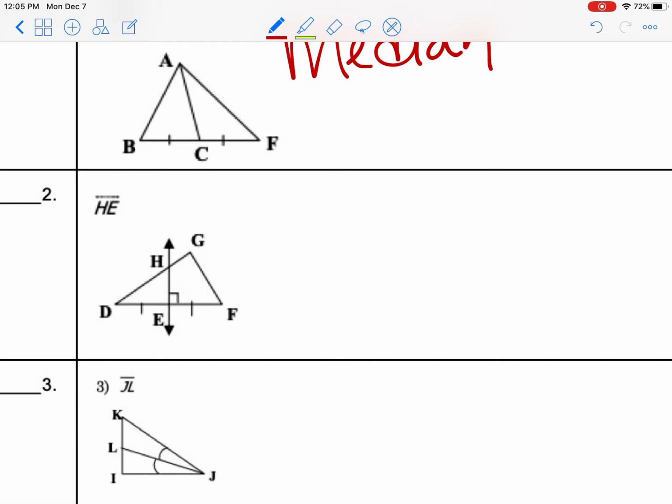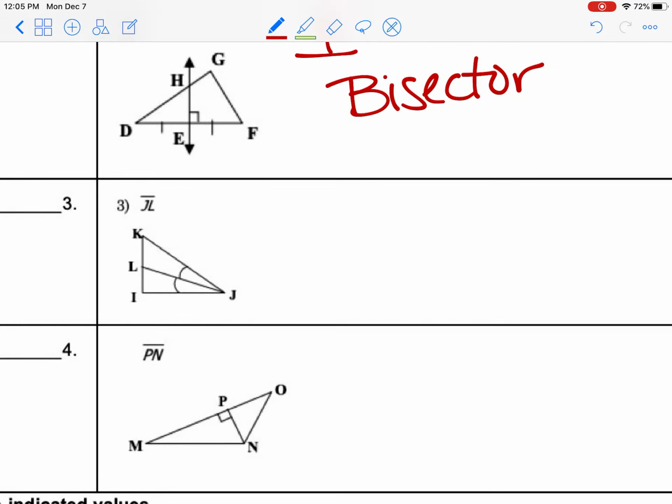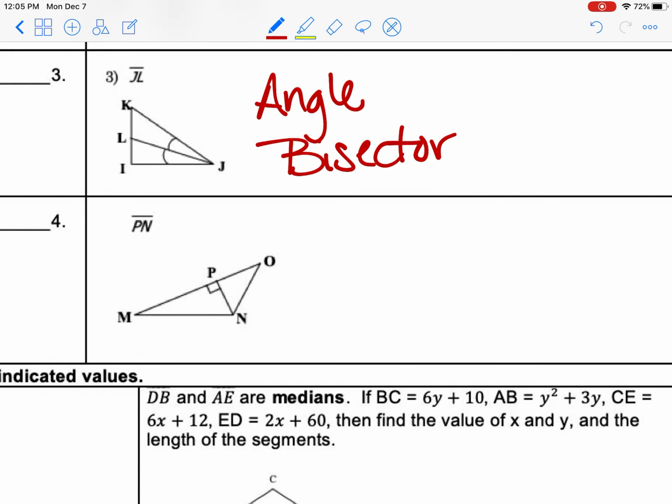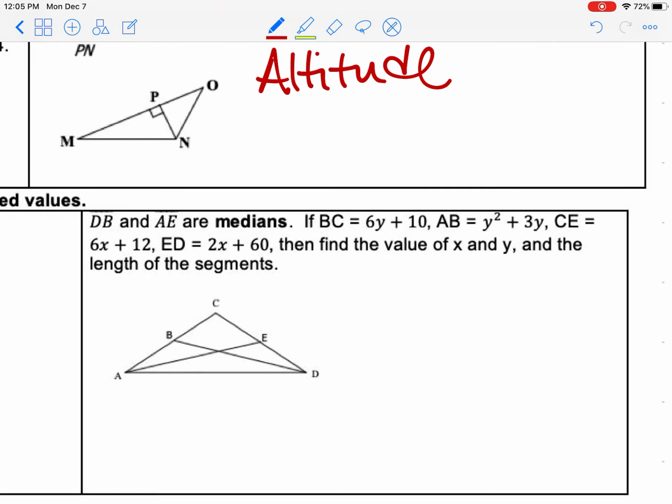Number 2, we see that we do have a bisected side, but we also have the perpendicular lines with that right angle. So this would be your perpendicular bisector. Number 3, we can see that angle J has been cut in half, so this is our angle bisector. And number 4, all we see is the right angle, nothing's been marked congruent, and so this would be your altitude.